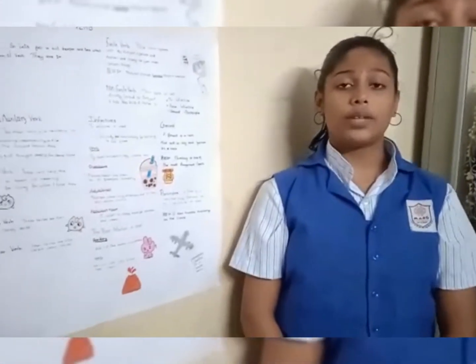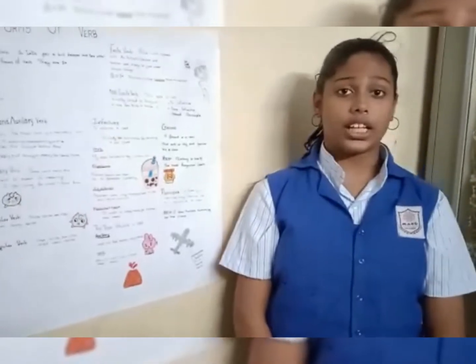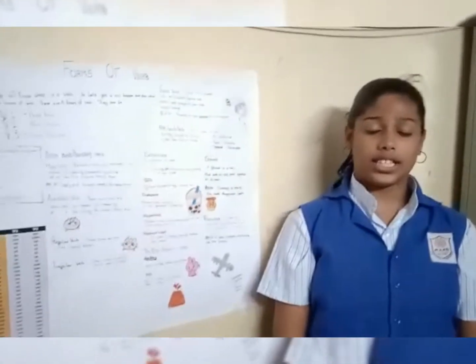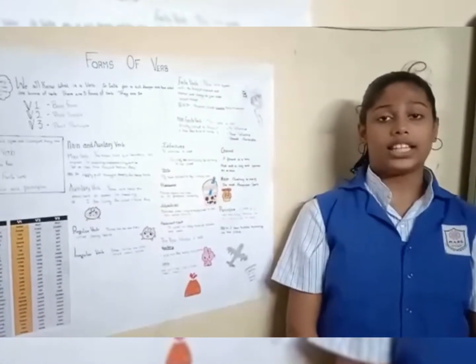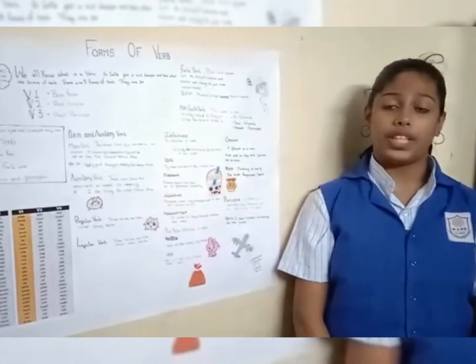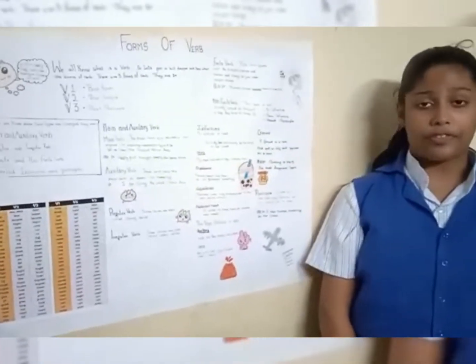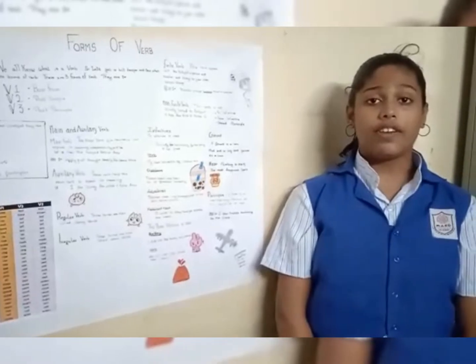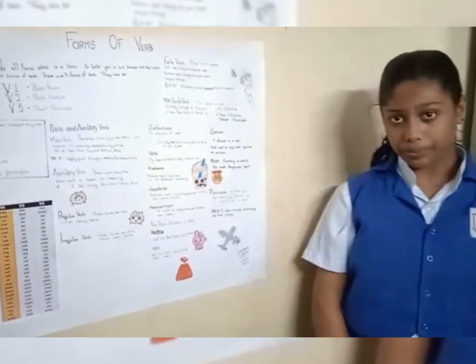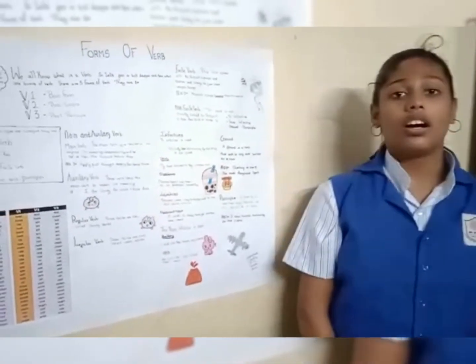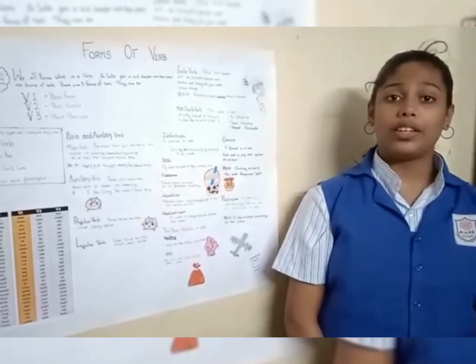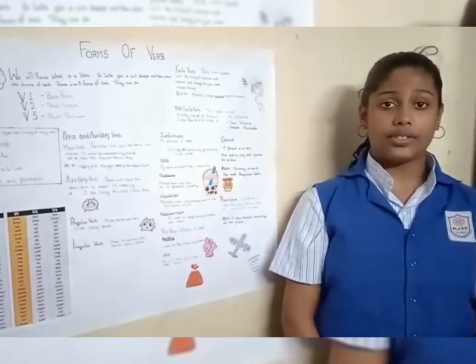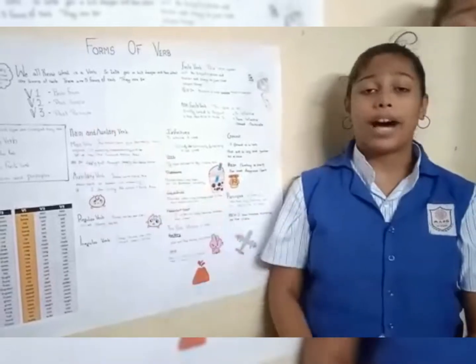We all know a verb is an action or state of being in a sentence. Now we will see what the forms of a verb are. There are three forms of verb: V1, V2, V3. V1 is the base form, for example, be. V2 is the past simple, for example, was and were, which would be used according to the sentence. V3 is the past participle.